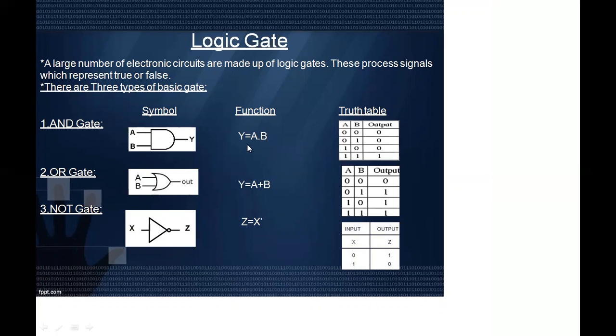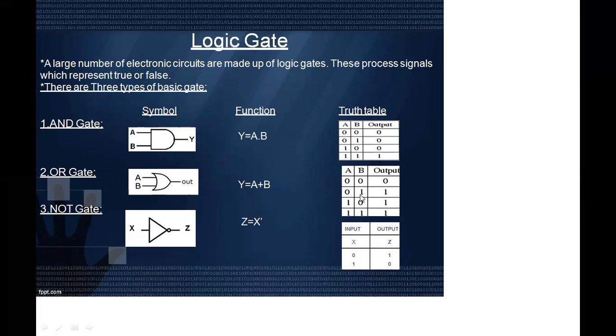And here the function of AND gate is A dot B, function of OR gate is A plus B, and function of NOT gate is prime, that is inverted value. And here the truth table is given, and if the two inputs are 0, then we get the output 0, and only if the input is 1 1, then we get the output 1. And by putting this value in this equation we also can get the output.